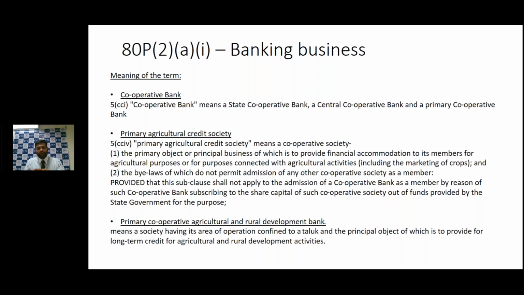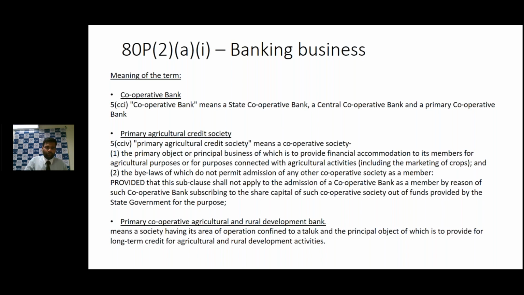Therefore, to qualify as a primary cooperative bank, the bank has to satisfy three conditions. One, its primary object or principal business is business of banking. Two, the paid up share capital and reserves is not less than 1 lakh. And three, the bylaws of which do not permit admission of any other cooperative society as a member. Insofar as state cooperative bank and central cooperative bank is concerned, it has been defined by the NABARD Act 1981 to mean the principal cooperative society in a state, the primary object of which is financing of the other cooperative societies in a state, and central cooperative bank has been defined as principal cooperative society in a district in a state, the primary object of which is financing of the other cooperative societies in that district.